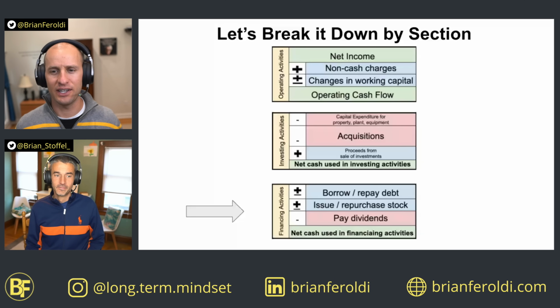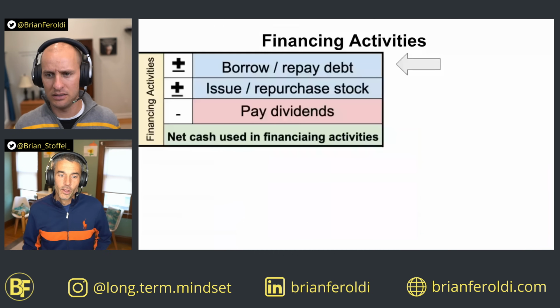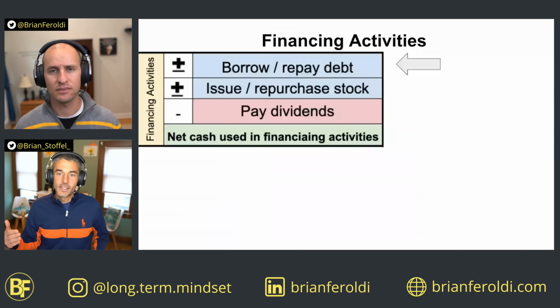Final section is a company's financing activities. This is the cash flow of a business that focuses on a company raising capital and paying it back to investors through the capital markets. The first section we have is regarding debt.